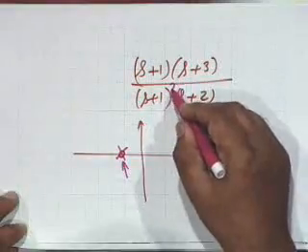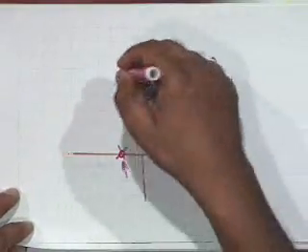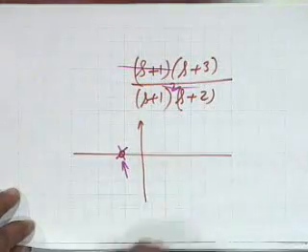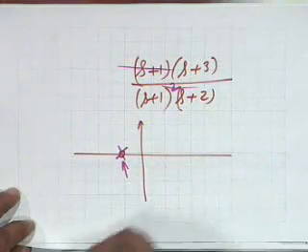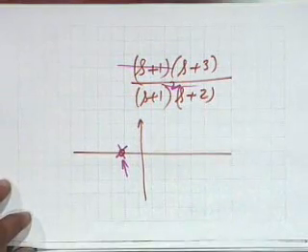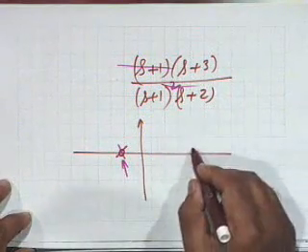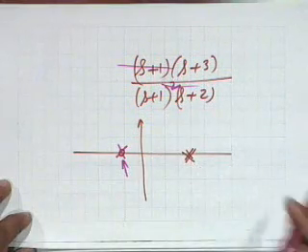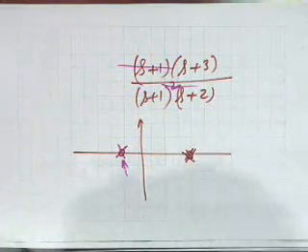Let me give you an example. Suppose we have s plus 1 whole square in the denominator, and not in the numerator, s plus 1. Okay, then you cancel out 1. No, suppose we have s plus 1 square in the denominator and not in the numerator. Okay, that's a good question. All right, then you show a double pole. And you show 1 zero.